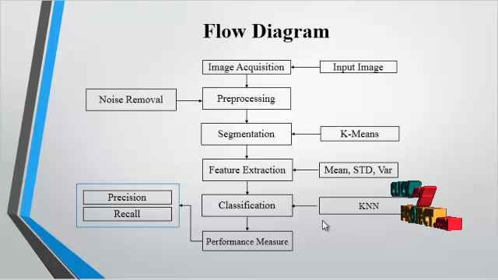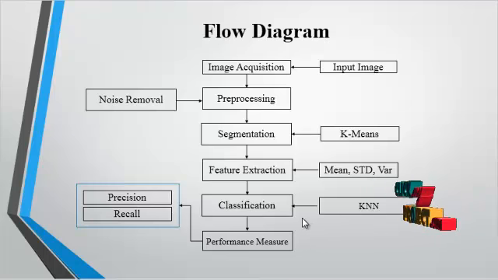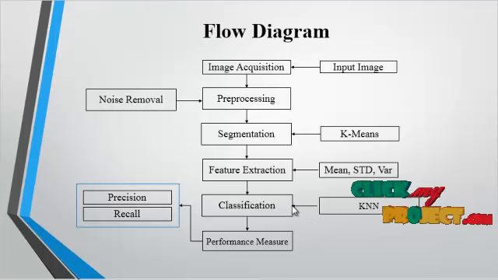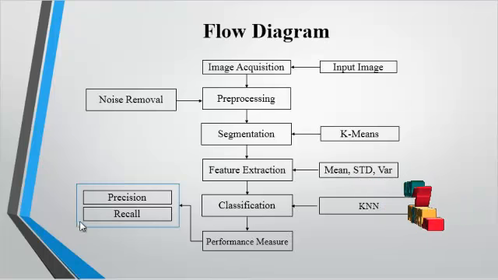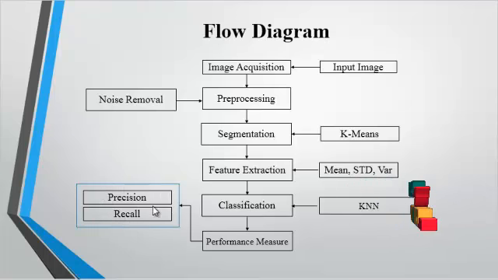Here we use the KNN classification method for the classifier. At last, the classification output comes in text format. Then the performance is estimated using precision and recall. These are the two parameters to justify whether the process is efficient or not.